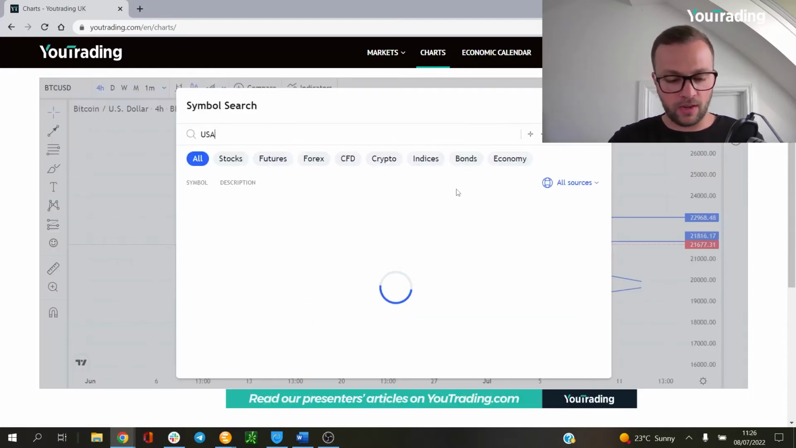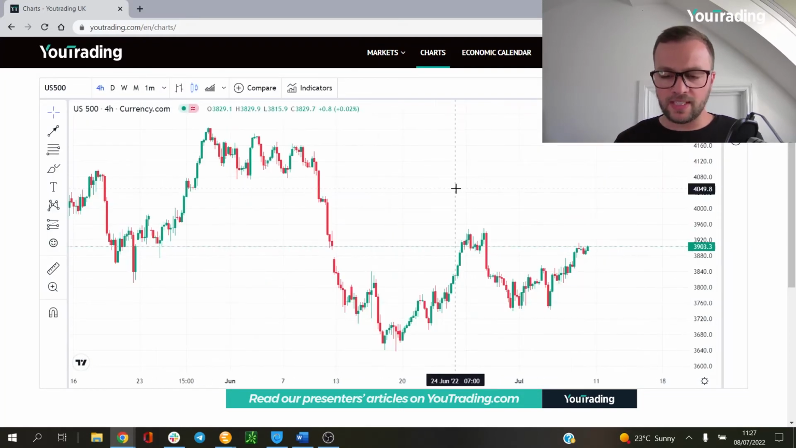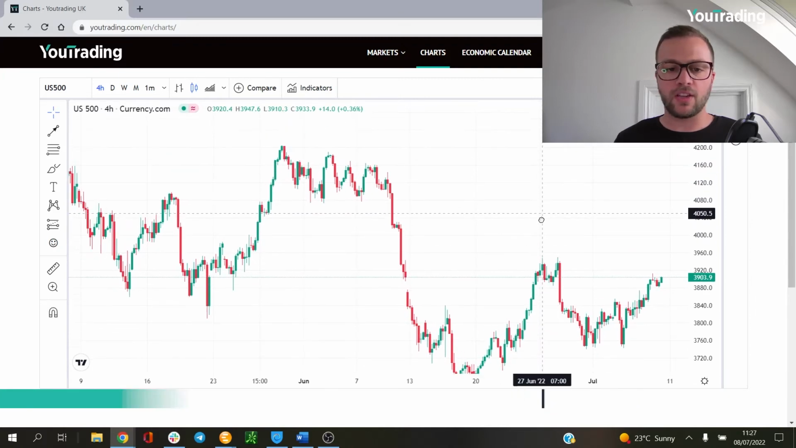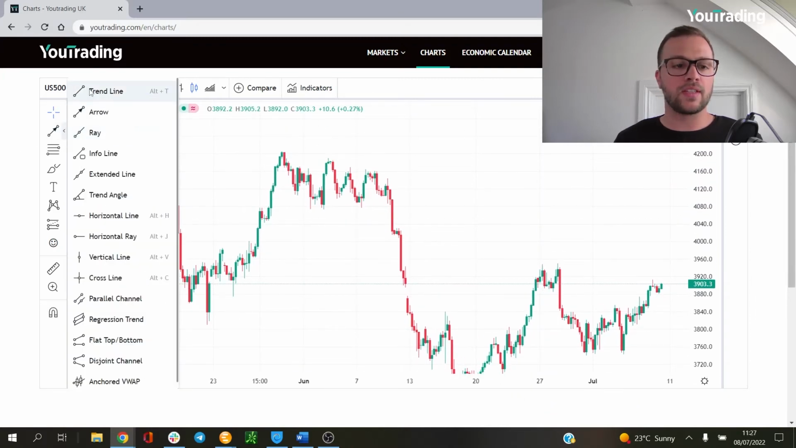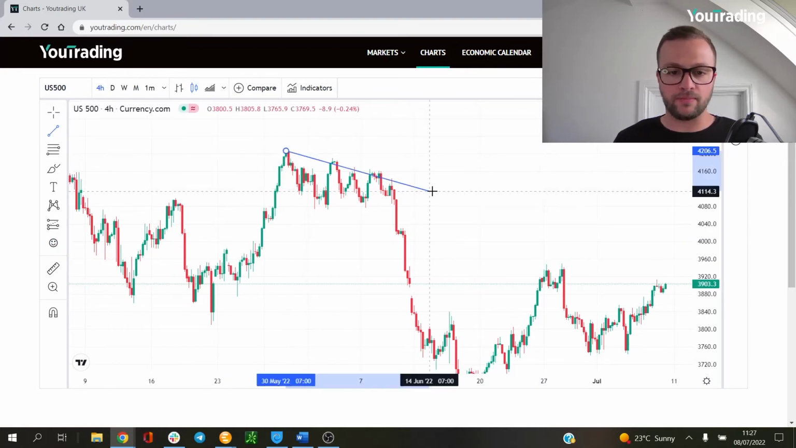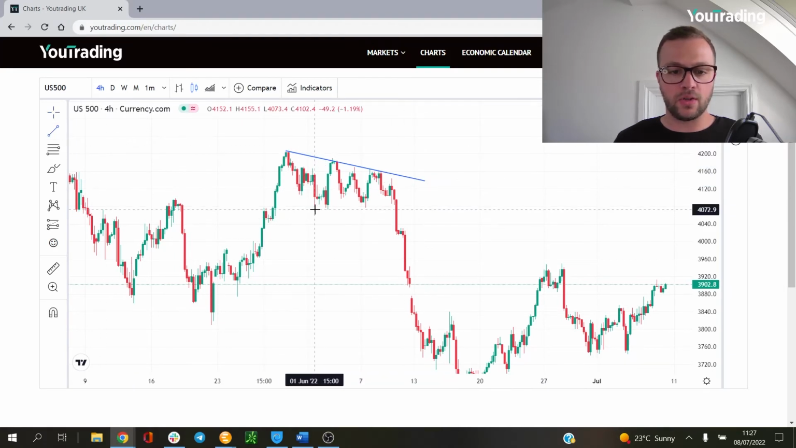Another example that I also liked recently was in the S&P 500. This is a CFD version of the S&P 500, but basically going back to the start of June, we had this run up and then we had this period of consolidation. I'm going to draw up the pennant so that you guys can see.